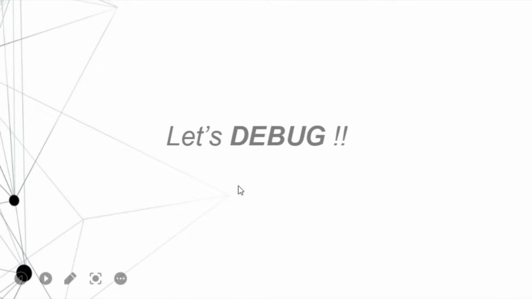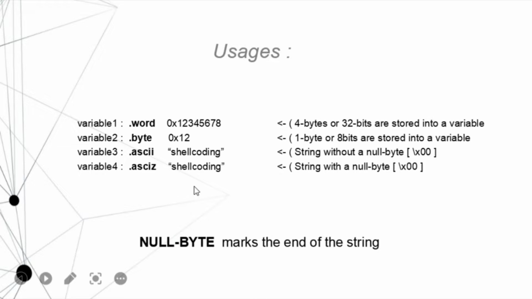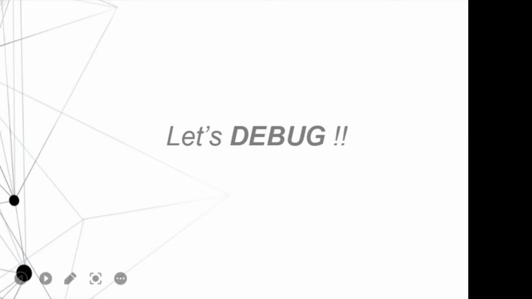So let's debug our program where we can use all of these, and I will show you the difference between .ascii and .asciz in our terminal, in our debugger session. So let's debug.